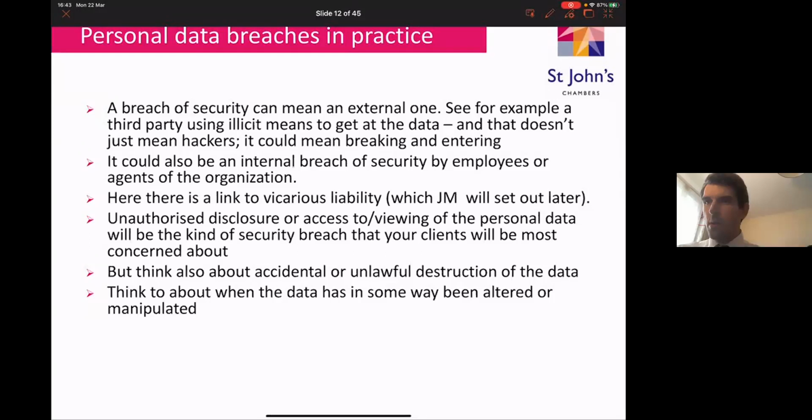But think also about an accidental or unlawful destruction of that data while it's being processed. And also think about data which has been altered or manipulated, and that can be or could arguably be inadvertent alteration of data rather than specifically a deliberate manipulation or alteration of the data subject's personal data.